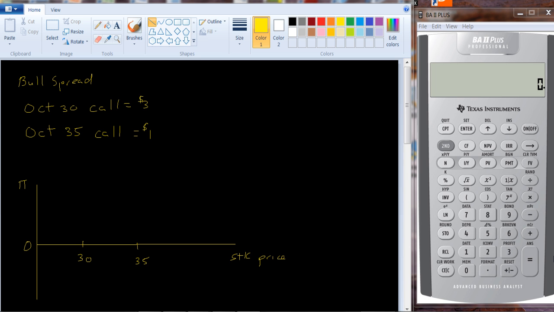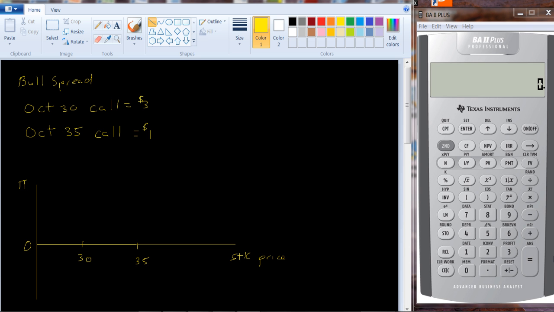I want to talk about one of the most popular option strategies on Wall Street. It's referred to as a bull spread. And in this example, we're going to use call options to create our bull spread, although you can do it with put options. Now, when you buy a call option, you buy it because you think the price is going to go up.